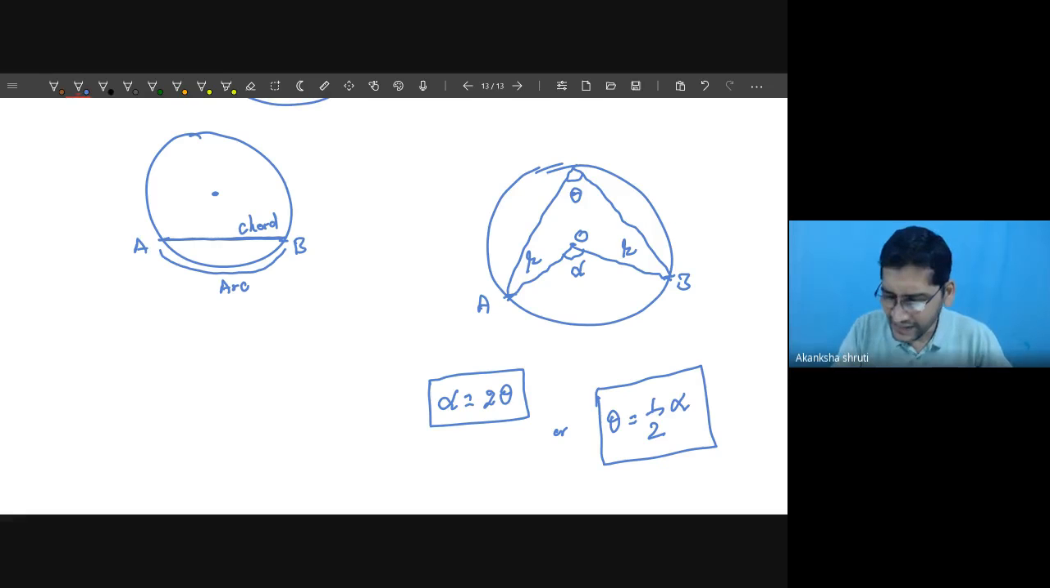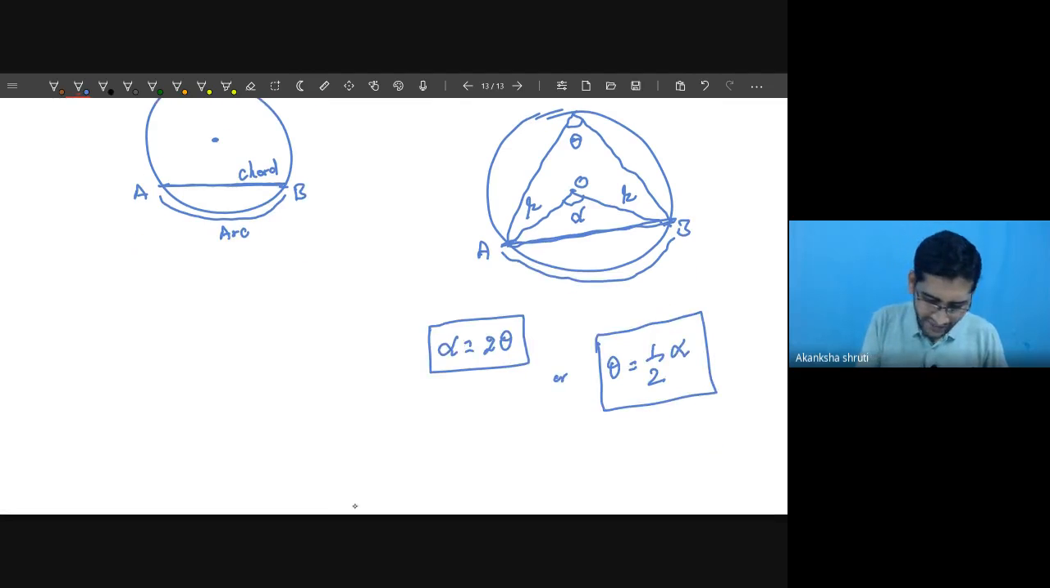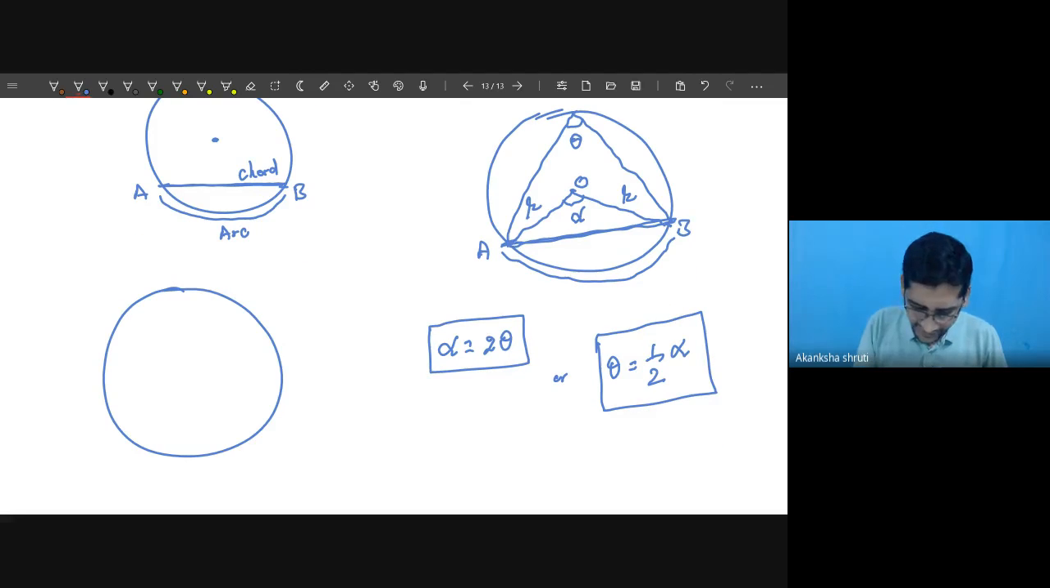Here this angle may be called the angle subtended by this arc or the angle subtended by this chord. That doesn't make any difference. Okay, students. So whether we consider the angle subtended by the chord or the angle subtended by the arc, both mean the same thing.